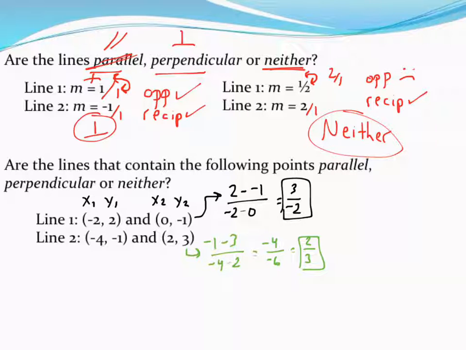So there's the two slopes I need to compare. The first line was 3 over -2, or -3/2. The second line has a slope of 2/3. Make sure you simplify it. I can see again they're not parallel, they're not the same number.